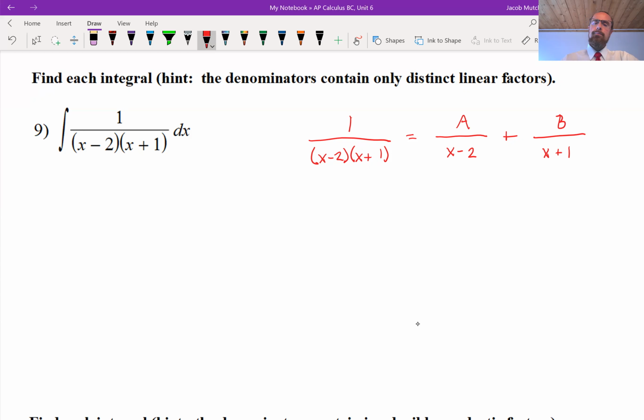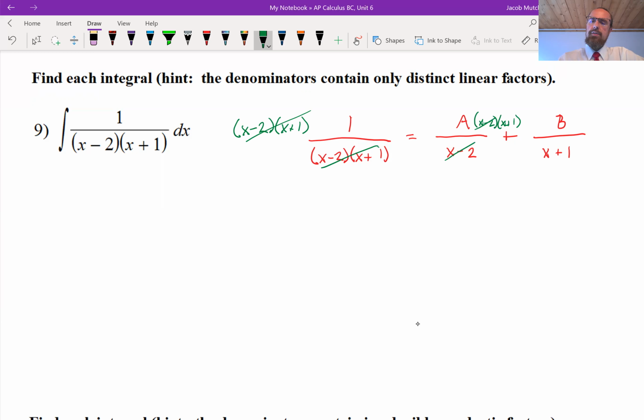Those are numbers. So to do this, the strategy is to multiply by the LCD, the least common denominator. That happens to be x minus 2 times x plus 1. So I'll multiply that here on the left. It'll cancel out. I also want to multiply each term by the LCD on the right side.